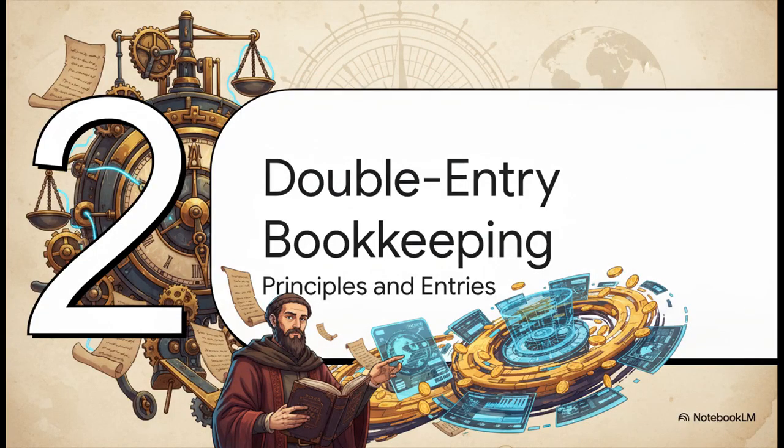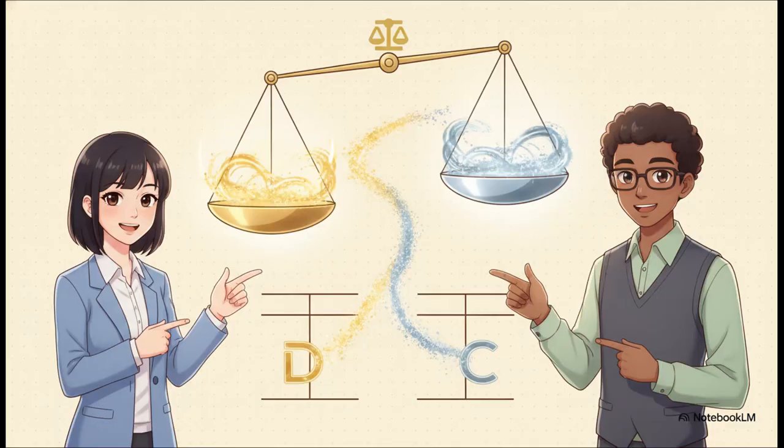That brings us to section 2. Double entry bookkeeping, where we'll cover the core principles and how to make journal entries. This system was actually documented by an Italian mathematician named Luca Pacioli way back in 1494, and it remains the unquestioned foundation of global accounting today.